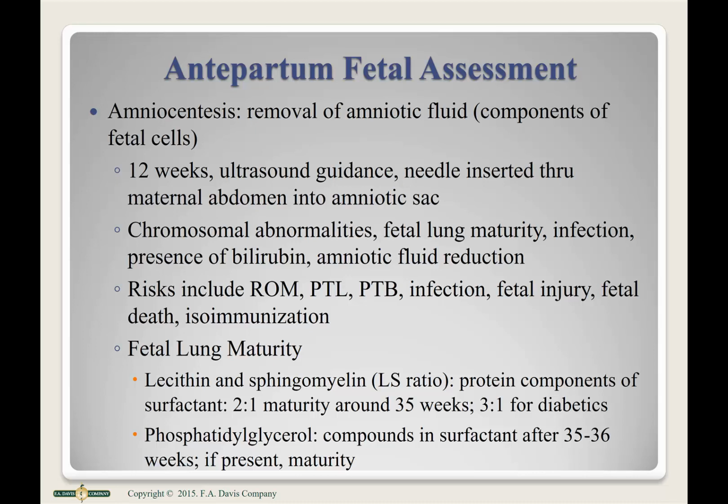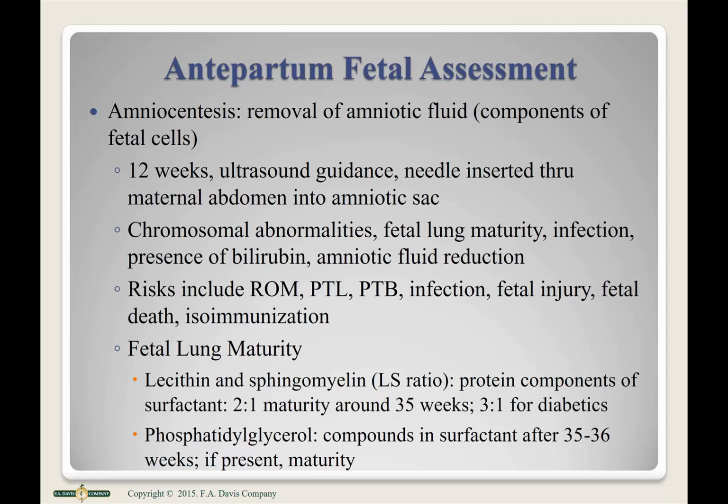We can test for chromosome abnormalities. We can test for fetal lung maturity, because we're looking for different proteins in the amniotic fluid that show us fetal lung maturity. We can look for infection. We can test for the presence of bilirubin. And we can do amniotic fluid reductions.